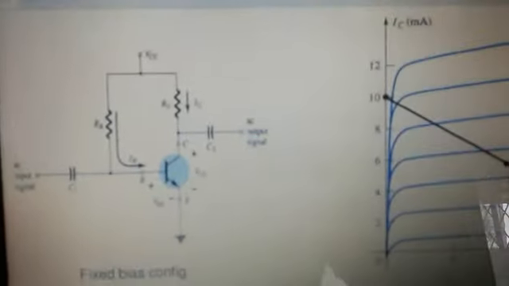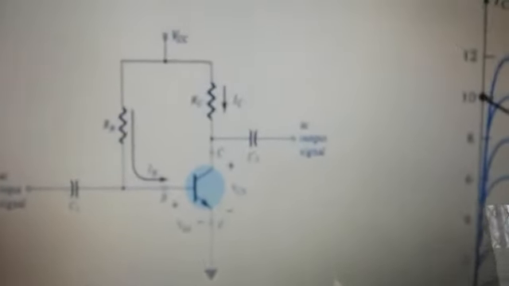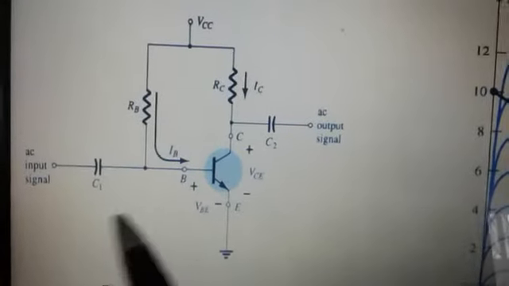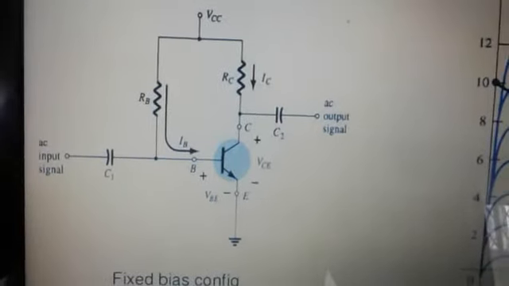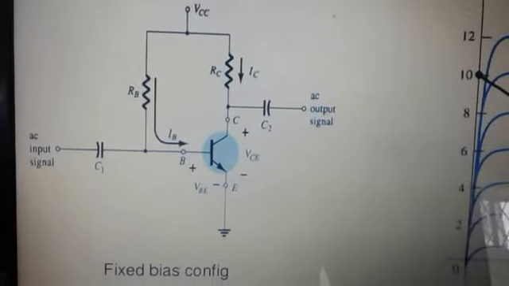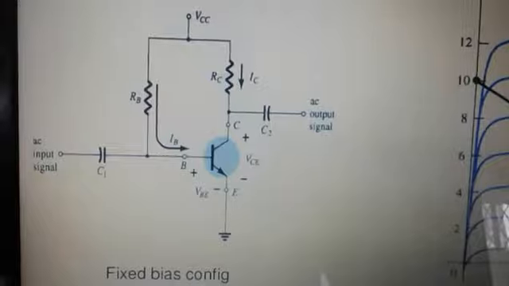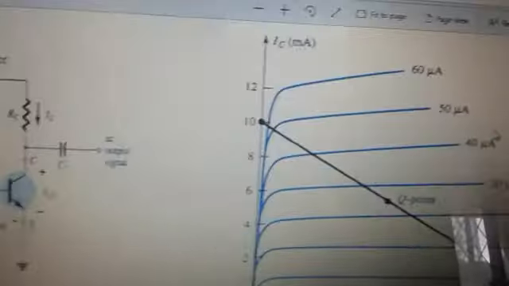Now, this is what a circuit looks like. This is your fixed bias circuit. And as you can see, the fixed bias circuit has no resistor in the emitter, no emitter resistor. So that's why you know it's a fixed bias. Now, for a circuit like this, you don't need any of the great calculations we did earlier, since they give you the load line.